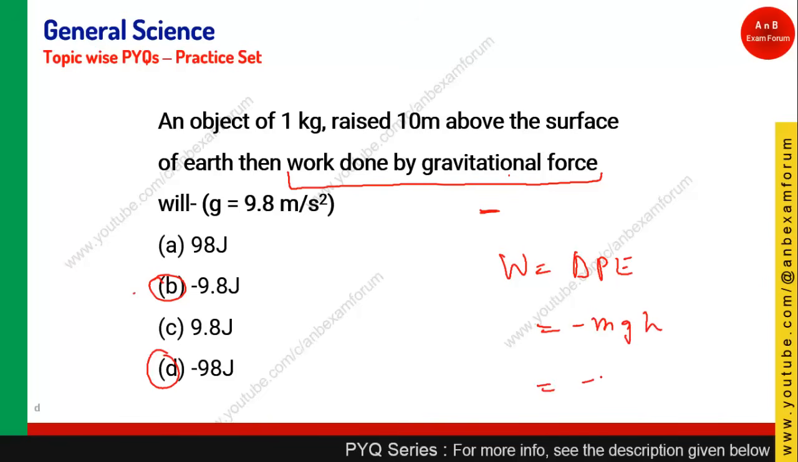What is m? m is 1, g is 10. He is taking 9.8, okay, I will take 9.8. h is 10. So it will become minus 98 joule. So option D is the right one. Don't go with option A. Since the question says work done by the gravitational force, it should be negative, and after calculation it is computed as minus 98 joule.